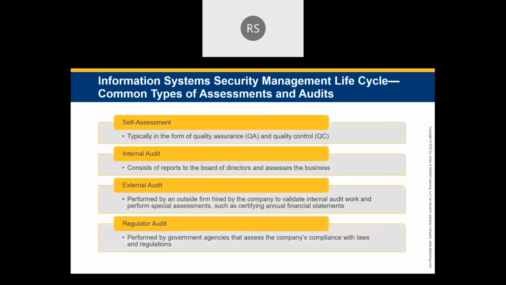There are some common types of assessments and audits with the information system security management lifecycle. Self-assessment is typically in the form of quality assurance or quality control. You can have an internal audit that consists of reports to the board of directors to assess the businesses. An external audit is performed by an outside firm. If they're hired by the company, they validate the internal audit work and maybe perform special assessments.